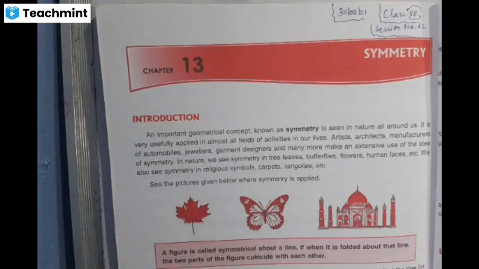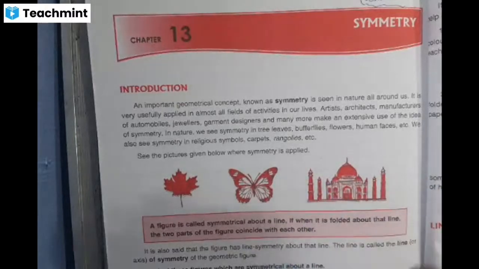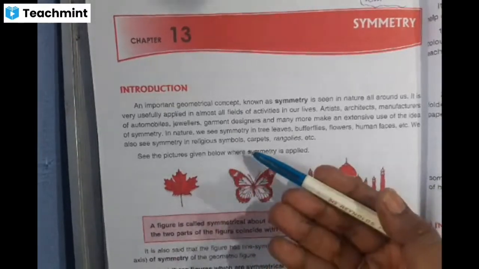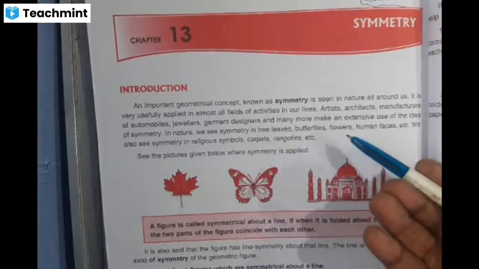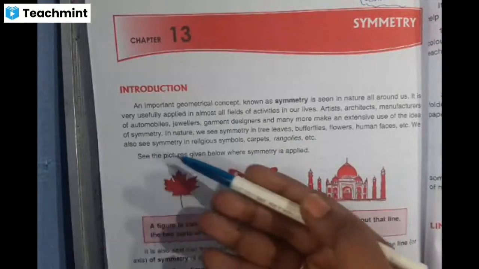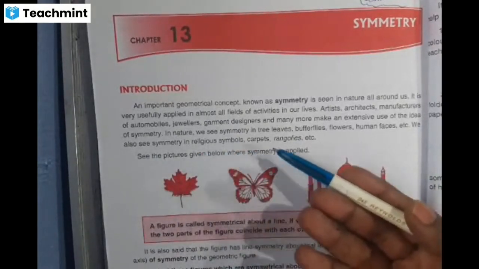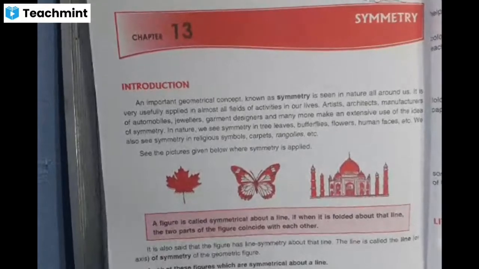And in nature also, not only we are using symmetry in our day-to-day life or around our environment, in nature also we can see the symmetry in tree, leaves, butterflies, flowers, human faces, etc. We also see symmetry in religious symbols, carpets, rangolis, etc. So now, with this, you have come to an idea of what is a symmetry, children.